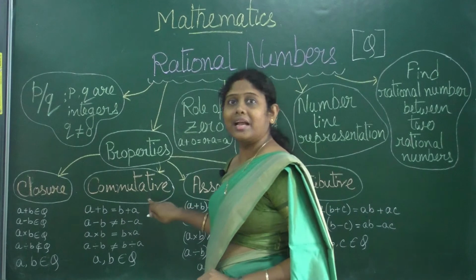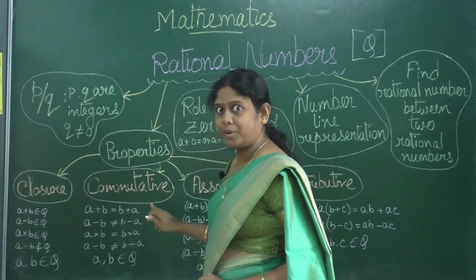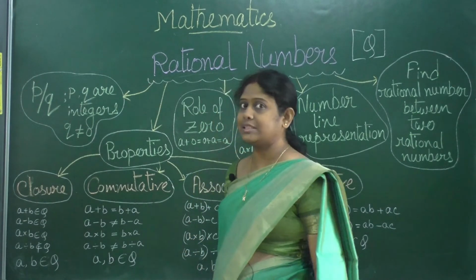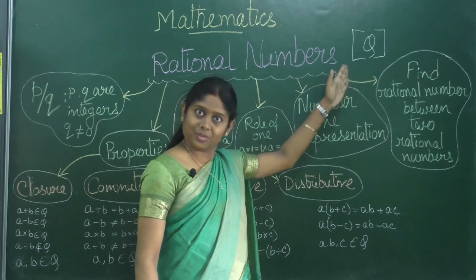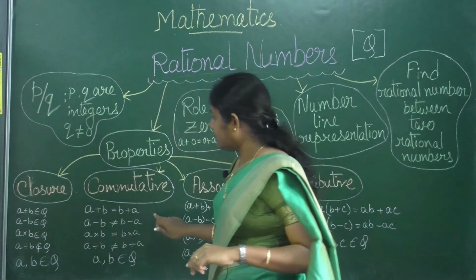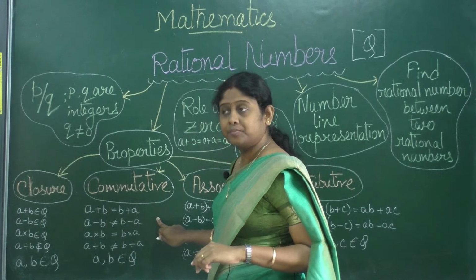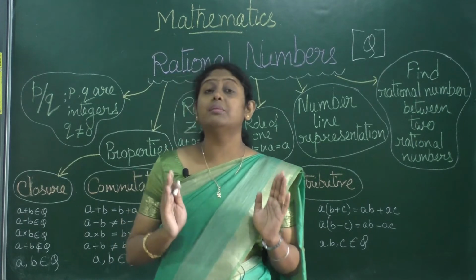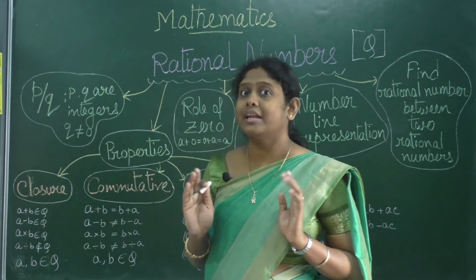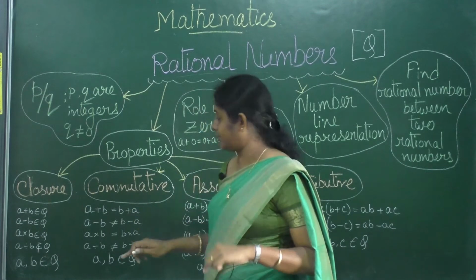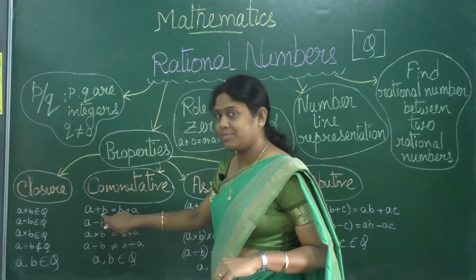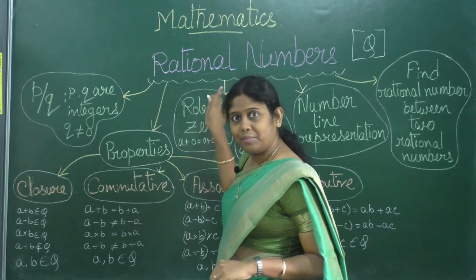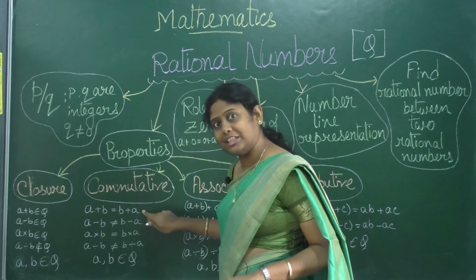Next, commutative, our second property. Here we are again taking a and b from the set of rational numbers. Now, what is the statement of the commutative property? If we change the order of a and b, the result will remain the same. Now check for all the operations. Addition: a plus b is equal to b plus a. So rational numbers are commutative under addition.